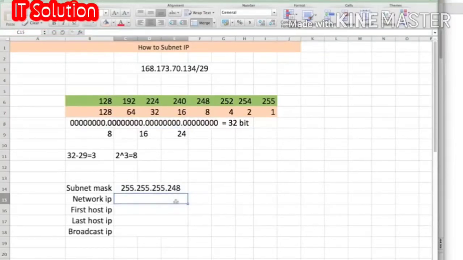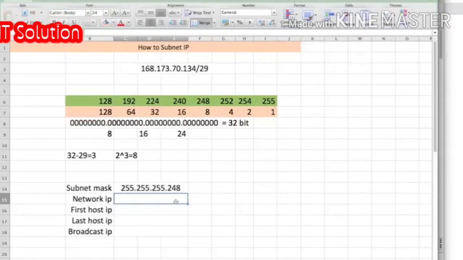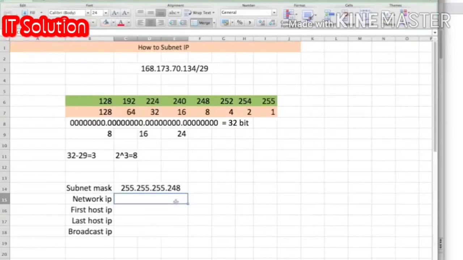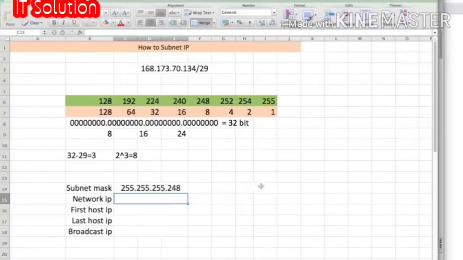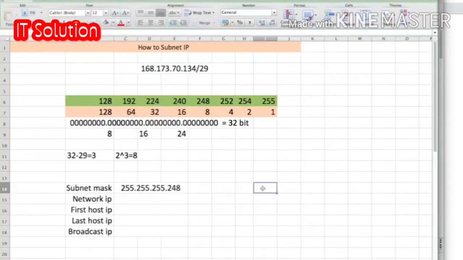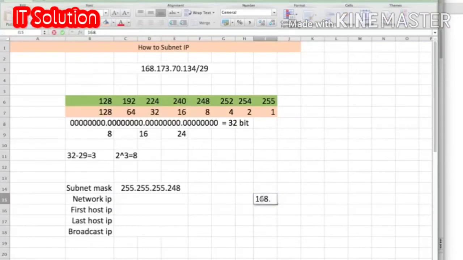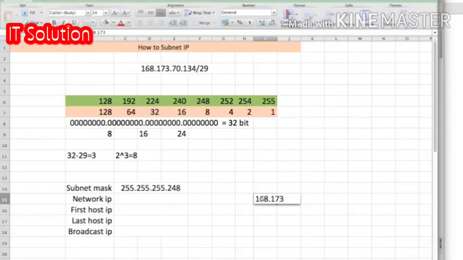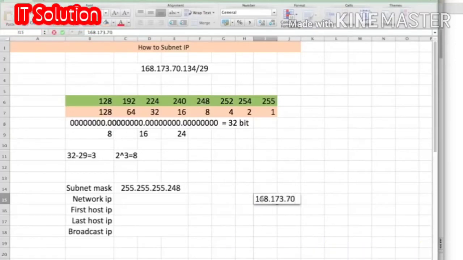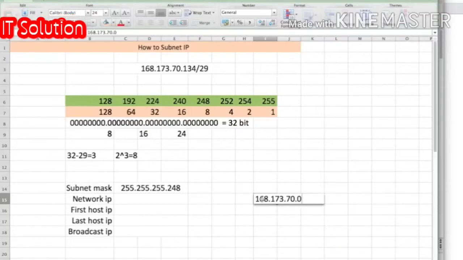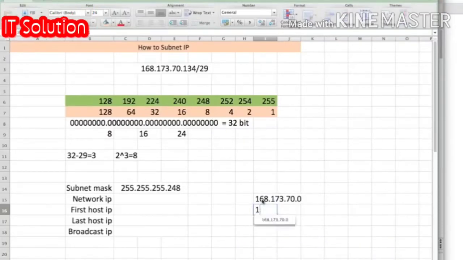Okay, so now we need to find out what the network ID is. Well, we know that the network will increment by 8. So we can either write this down. So here, for example, I'll write down the IP is 168.173.70. Now here's the thing, 70.0.